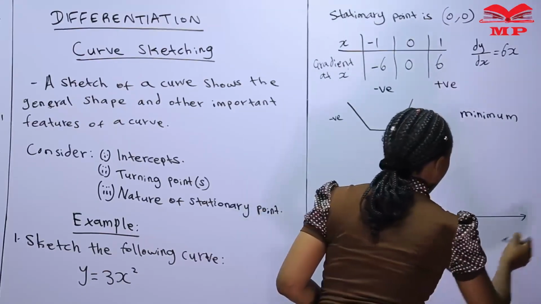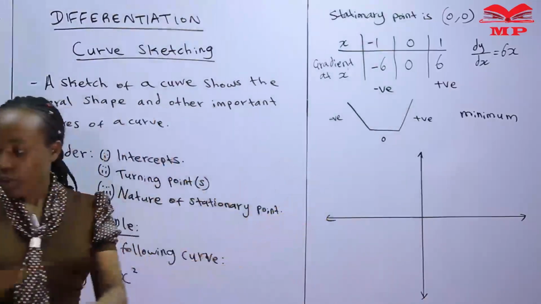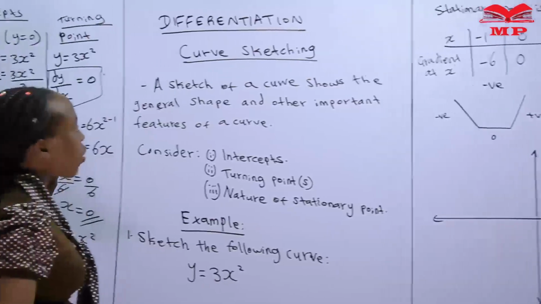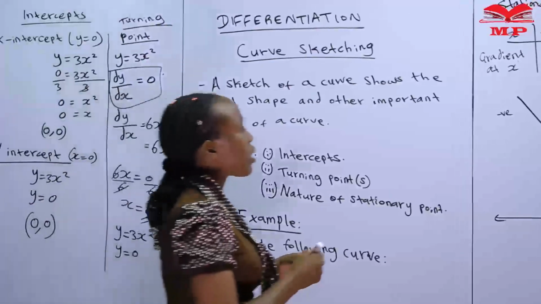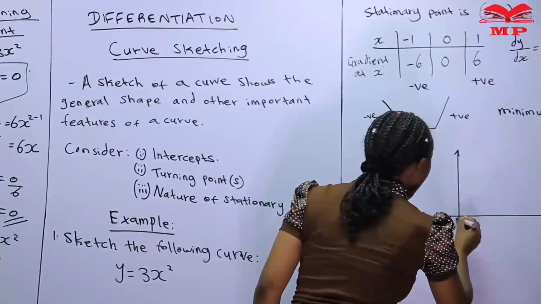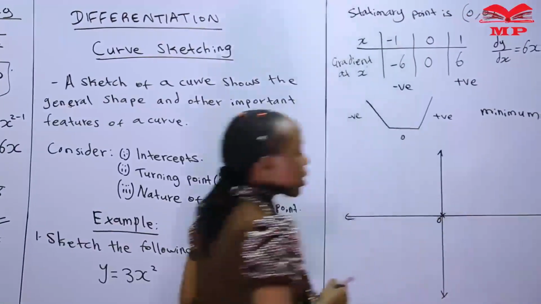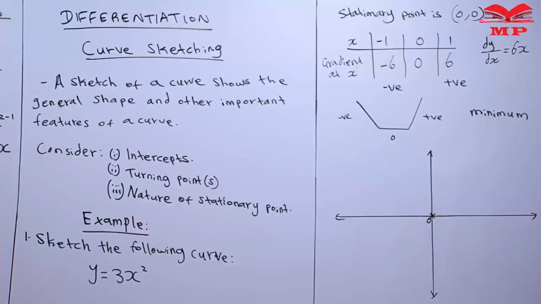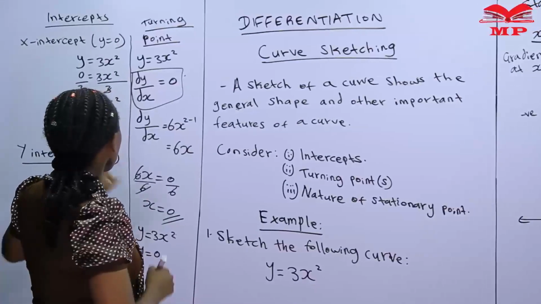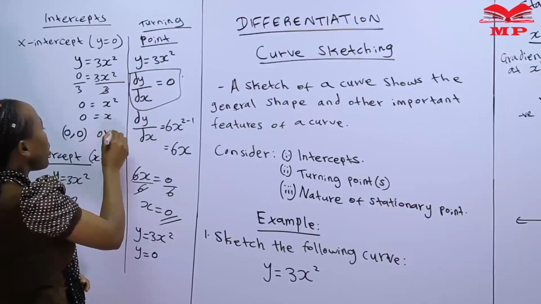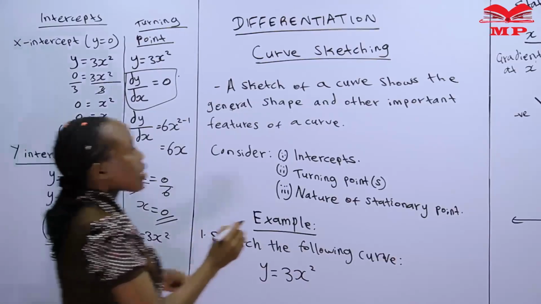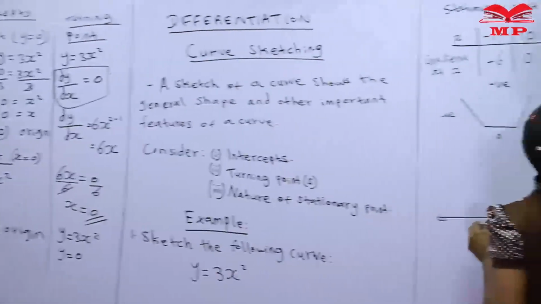So we can simply sketch it, so that we know that our intercept, we have 0, 0, so it is through the origin. Again, the stationary point is 0, 0. So the only point that we have is this point, 0, 0. Because for the y-intercept and the x-intercept, we have 0, 0, and 0, 0 is the origin. Again, the stationary point is at the origin.